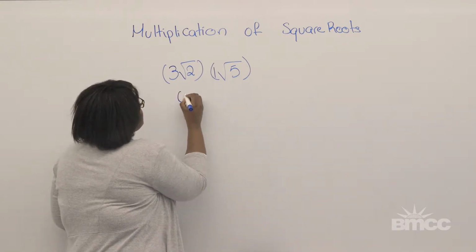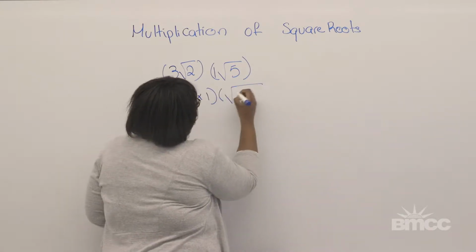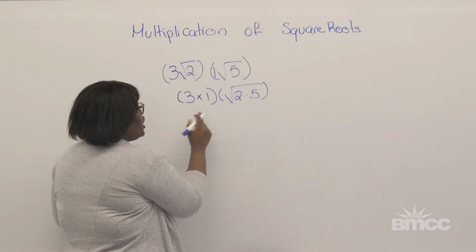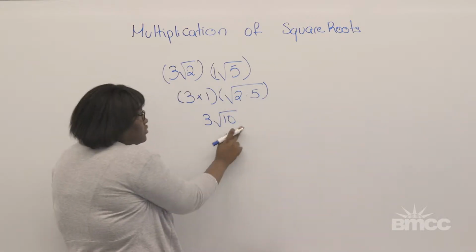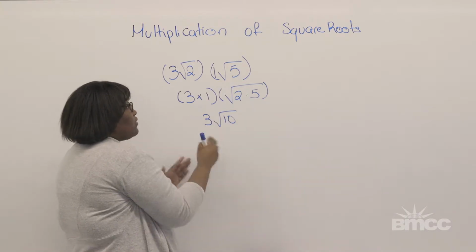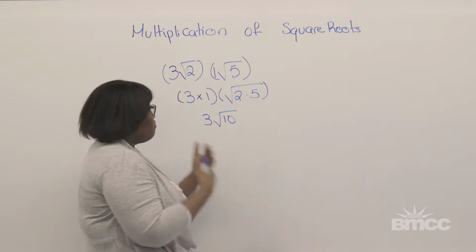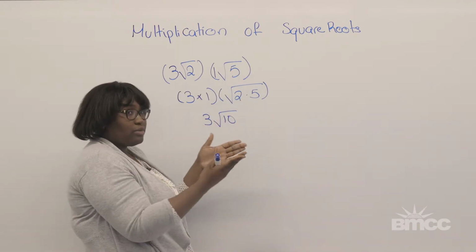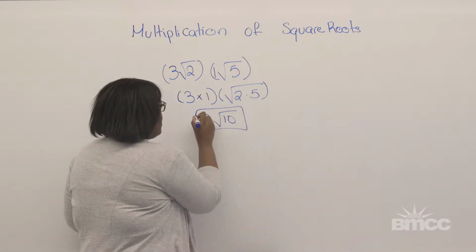So let's multiply this. We're going to have 3 times 1 times the square root of 2 times 5. Here we're going to have 3 times the square root of 10. The next step will be to simplify the square root of 10. But as you can see here, 10 cannot be simplified any further. The product of 10 is 2 times 5, which are 2 prime numbers, and there's no pair, so this will be our final answer.